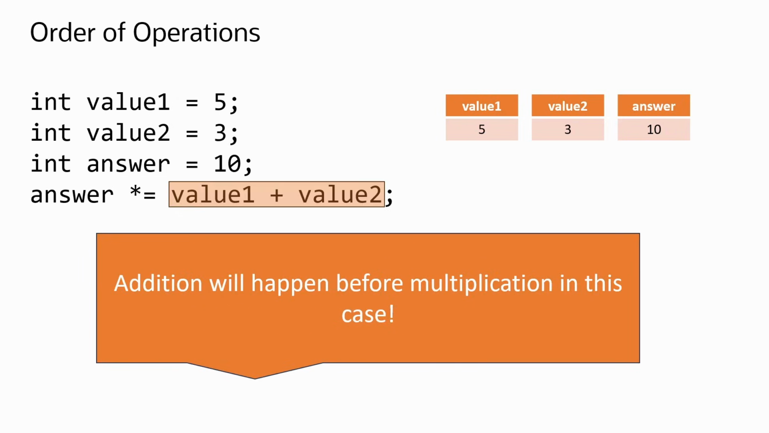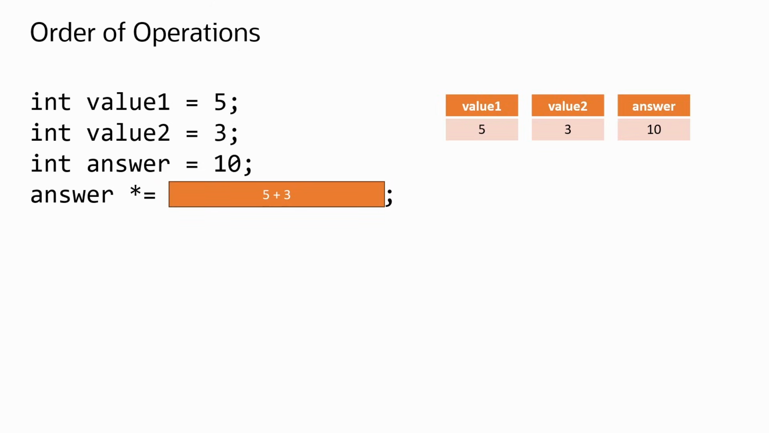It's similar to having the expression to the right of the compound operator being in parentheses, like we have here. So in this example, where value 1 is 5, value 2 is 3, and answer is 10, answer times equals value 1 plus value 2, we're going to do the addition first in this case, because it's as if this value 1 plus value 2 expression is in parentheses. So 5 plus 3, which is 8, and then we will do the multiplication, and we will do answer times 8, which is 10 times 8, or 80, and answer will be assigned 80.